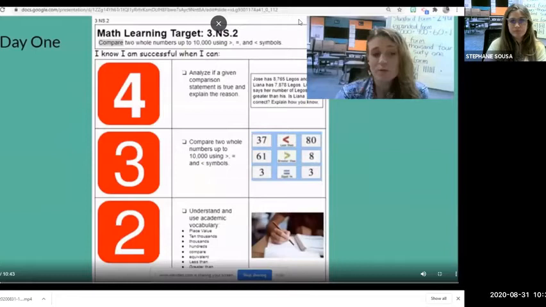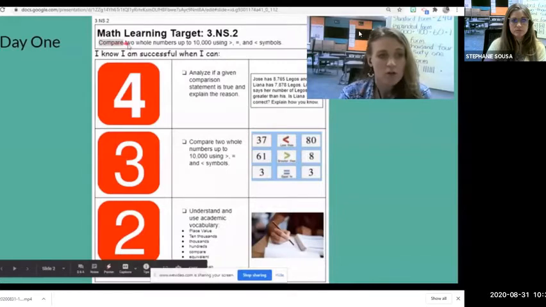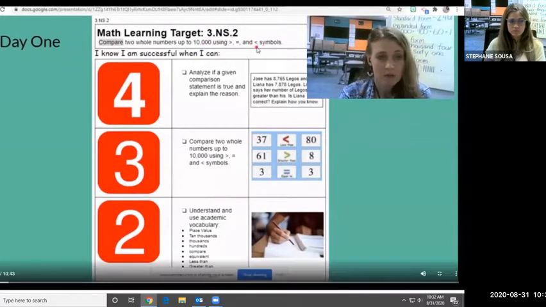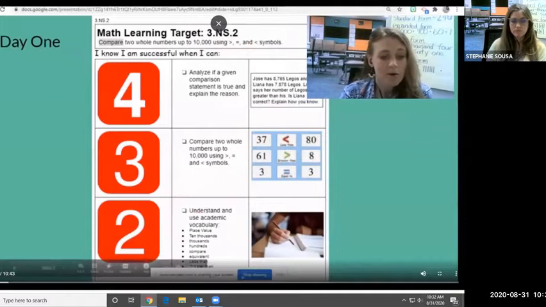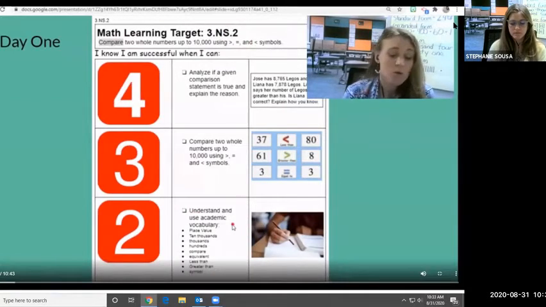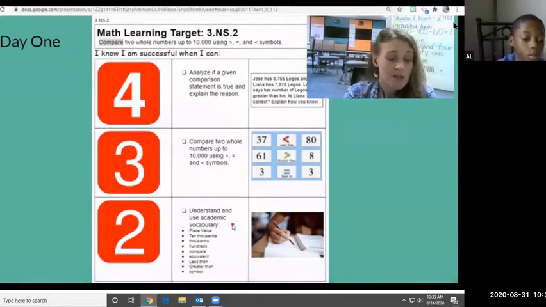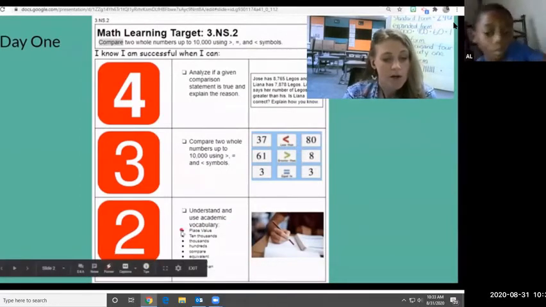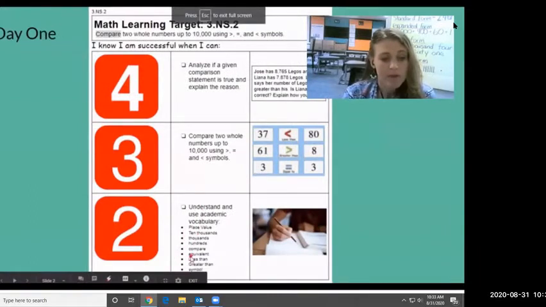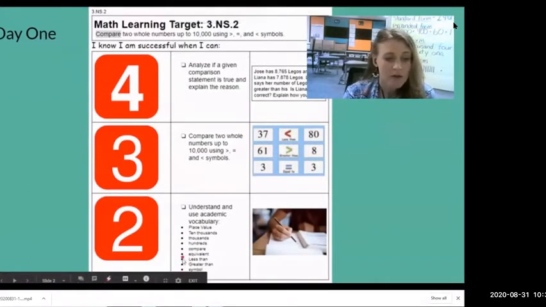Standard today. I'd like you to take a look at our goal, which appears here. Compare two whole numbers up to 10,000 using greater than, equal to, and less than symbols. We have some academic vocabulary down here that has been very helpful to us so far in our number sense and is going to continue to be helpful as we reach this new target. These words are place value, 10,000s, thousands, hundreds, compare, equivalent, less than, greater than, and symbol.